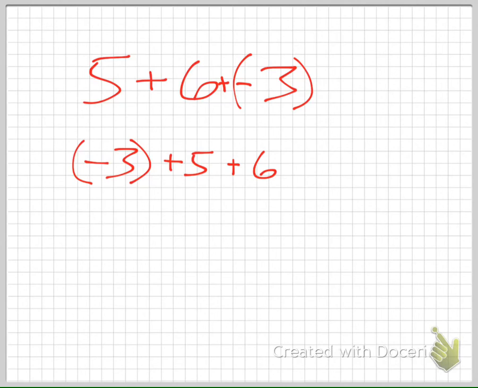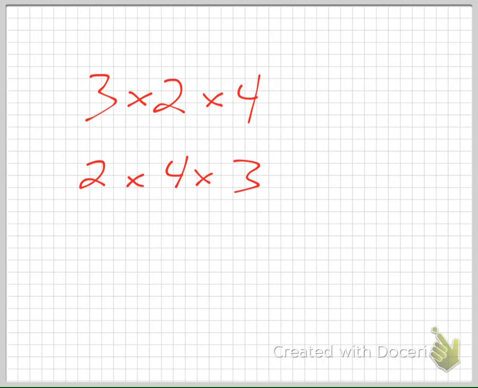Same exact thing with multiplication, right? Same exact thing. 3 times 2 times 4. What's 3 times 2? 6 times 4? 24, right? Can I go 2 times 4 times 3? What's 2 times 4? 8. 8 times 3? Still 24, right? I can commute them. I can move them around.